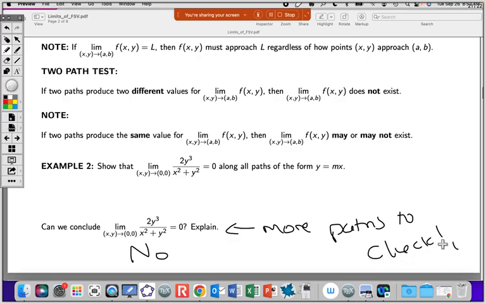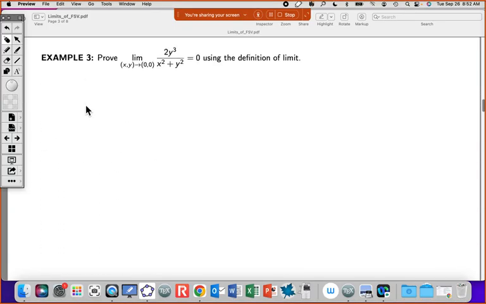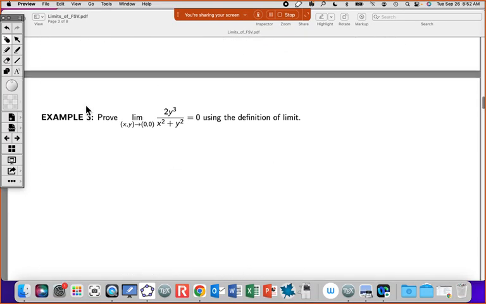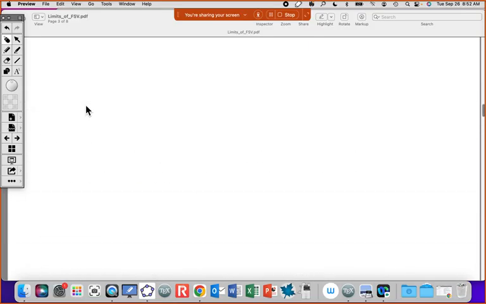So what do we do if this happens, right? If we get two paths and we get different numbers, then we're done. The limit doesn't exist and we move on. If we're getting the same number, then we have more work to do. And so we have the formal definition to go from, or we can use some limit properties to help us. But let's go through this.